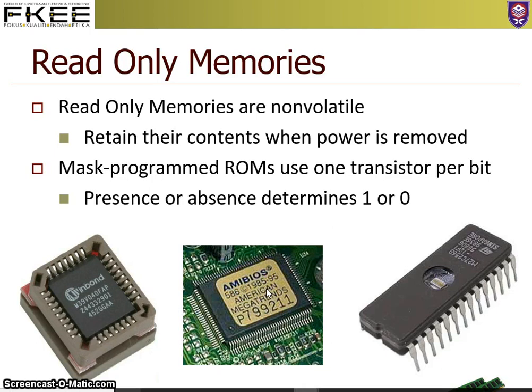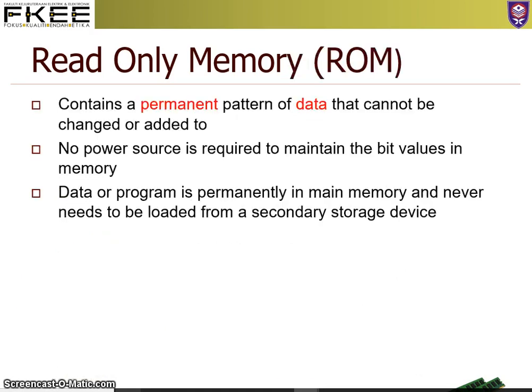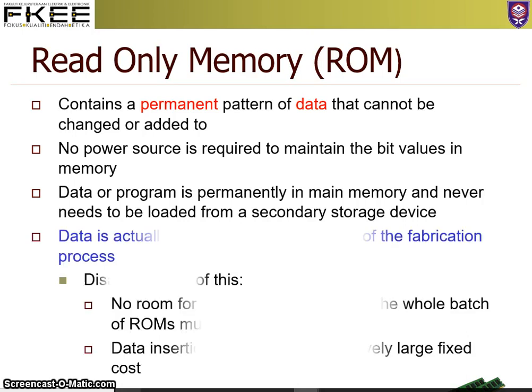For example, this is the BIOS, basic input output system, in the computer. So when you turn on your computer, you need a certain system to boot up the computer and so on. So the data must be retained, and when you turn on the computer, it will start up the operating system and so on. So the data cannot be changed. It is permanent data and it can be maintained even if there is no power source.